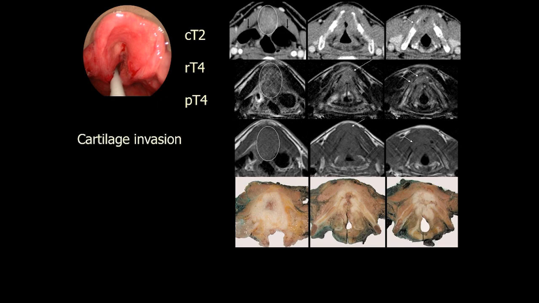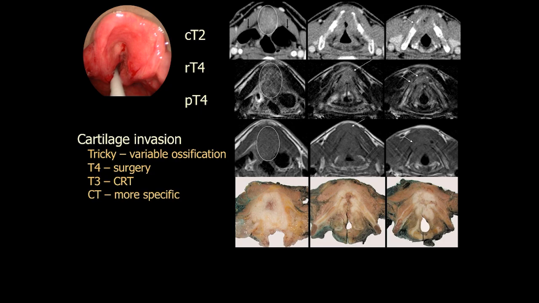The issue of cartilage invasion is extremely important, not least because it can be tricky and difficult to interpret given the variable ossification of the cartilages, but also because it makes a huge impact in patient management. A T4 lesion with through and through cartilage invasion and extralaryngeal spread will usually go for a laryngectomy, whereas a T3 lesion with only minor or inner cortex involvement will be a candidate for voice-preserving treatment, i.e. chemoradiotherapy. CT is generally considered more specific for cartilage invasion but is not very sensitive. On the other hand, MRI is more sensitive but less specific.